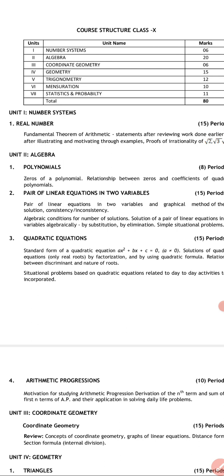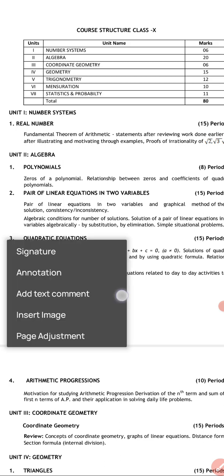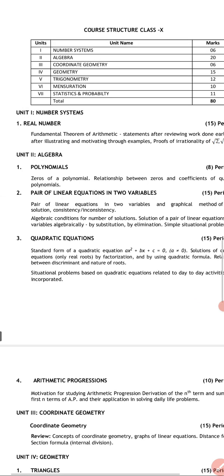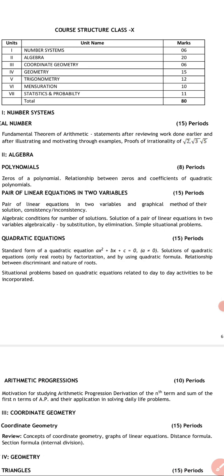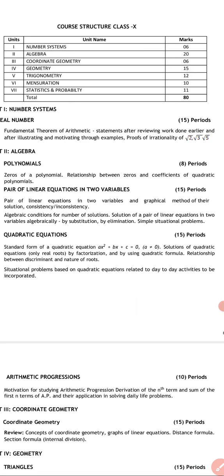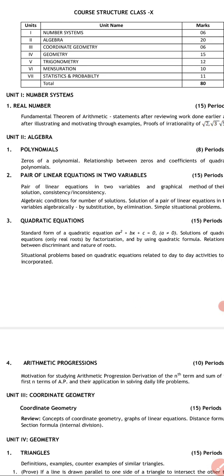Then next one, quadratic equations. In quadratic equations, the standard form of a quadratic equation, ax square plus bx plus c equal to 0. Solution of quadratic equations by factorization and by using the quadratic formula. Then relationship between discriminant and nature of roots. Then situational problems based on quadratic equations related to day-to-day activities to be incorporated.